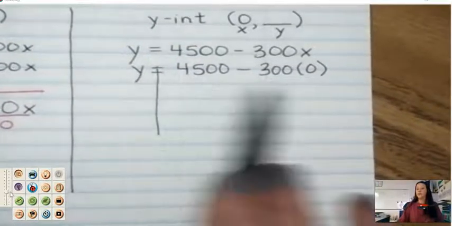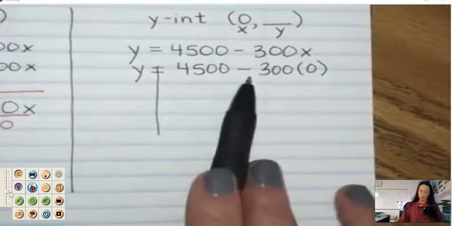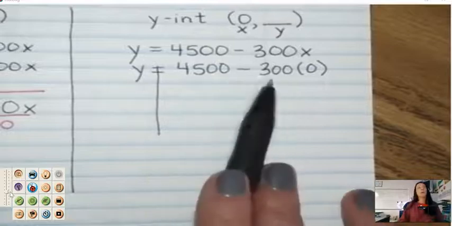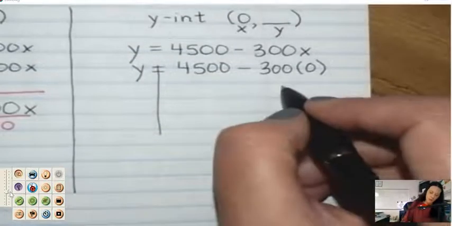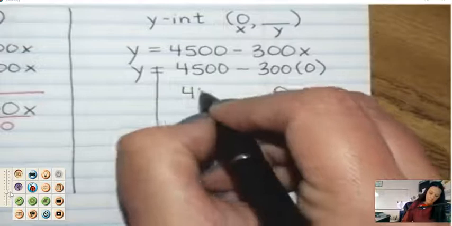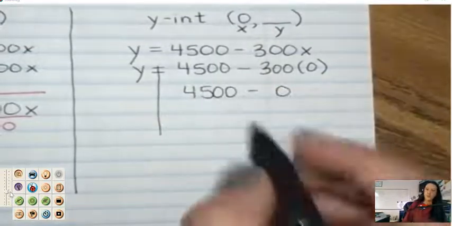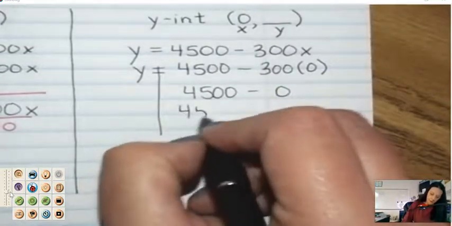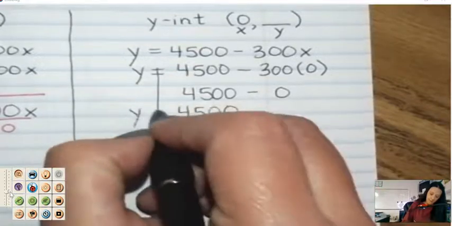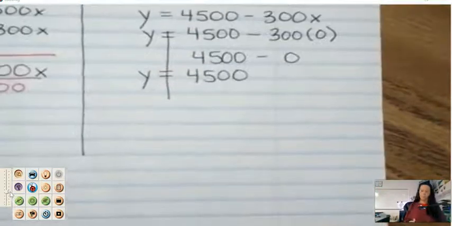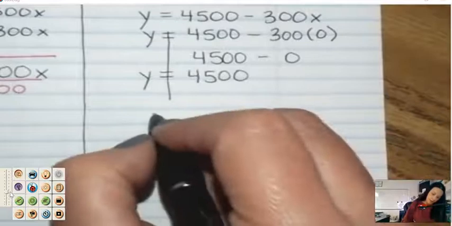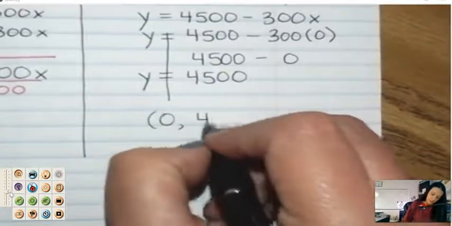Okay, here you're just doing the math. Just simplify this section. We always multiply before we subtract, right? So 300 times 0 is just 0. 4,500 minus 0 is just 4,500. I still have y equals over there, so now I'm done. My y-intercept is 0, 4,500.